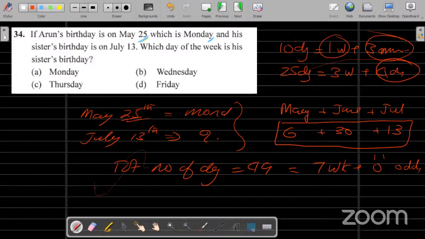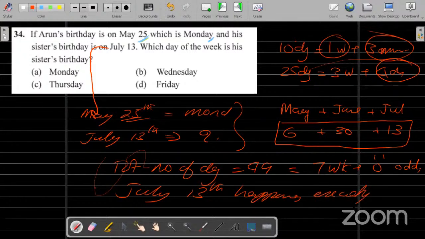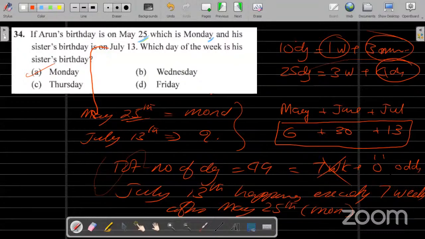That means July 13th happens exactly 7 weeks after May 25th, which is a Monday. So exactly 7 weeks after Monday, July 13th happens. After every week from Monday, it will be Monday itself. Monday plus 1 more week, Monday, another week, Monday. So after 7 weeks also Monday. So no need to think of the number of weeks there. It happens after 0 odd days. 0 odd days means it should be Monday itself.